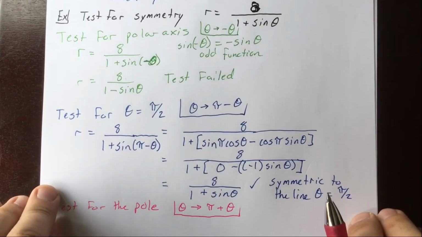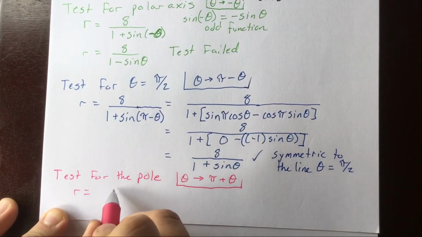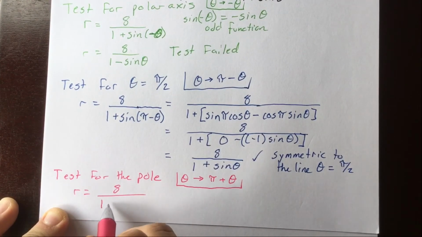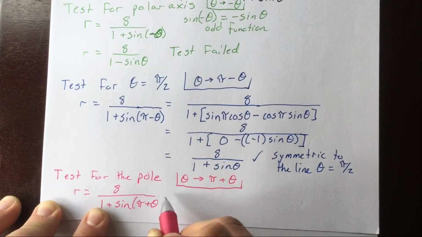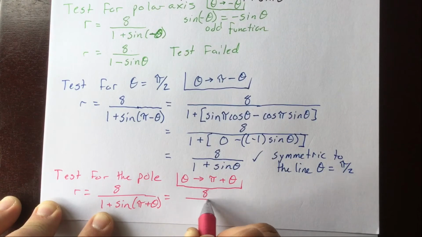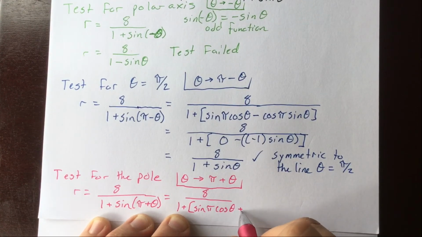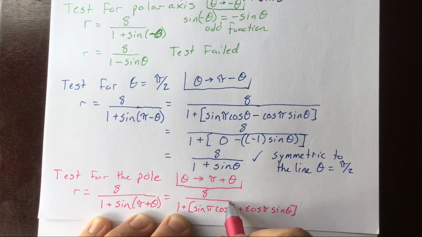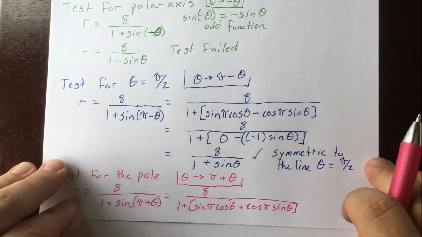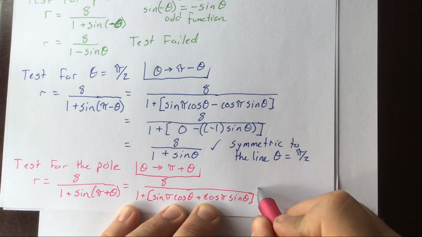All right, so this is going to take it really quick. And we say r equals 8 divided by 1 plus sine of pi plus theta. Okay, so doing this rather quickly, we get 1 plus, let's see, sine pi cosine theta plus cosine pi sine theta. Okay, I'm running out of room. Let's see, we're going to do some simplifying more verbally than writing it down.